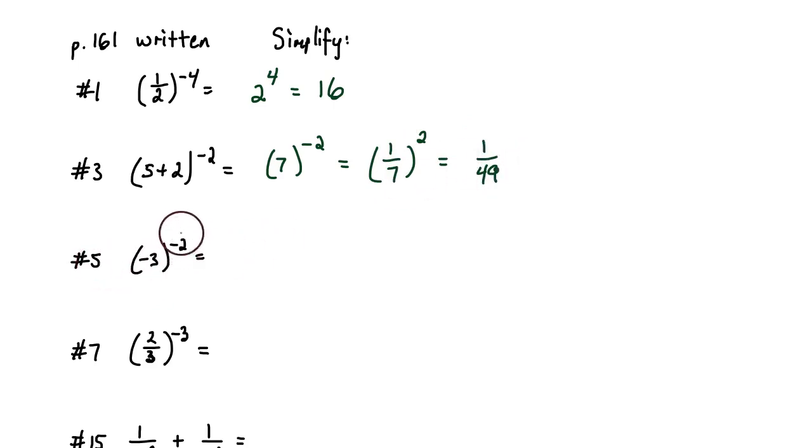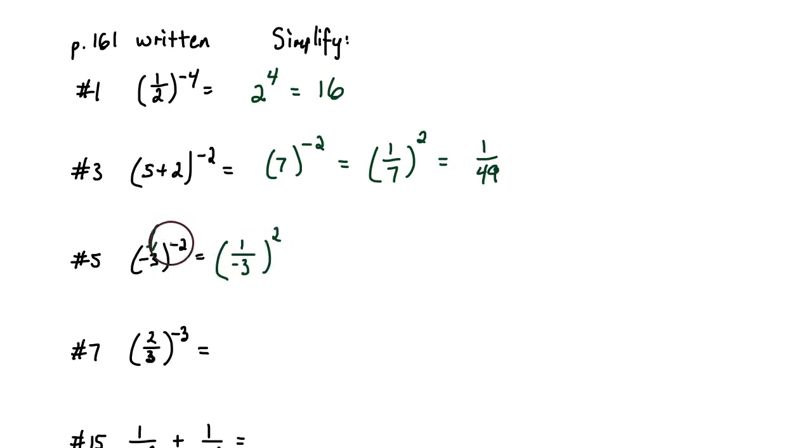Number 5, we have a negative exponent. The meaning of a negative exponent is a reciprocal. So take the reciprocal of this number. We get 1 over -3. And now that's being raised to a positive exponent. Look what's going on here. I've done this more than once.